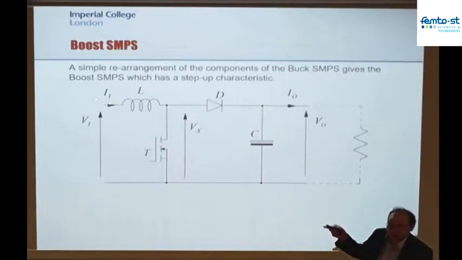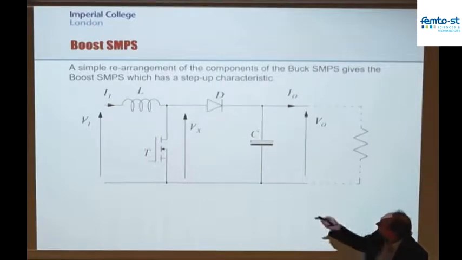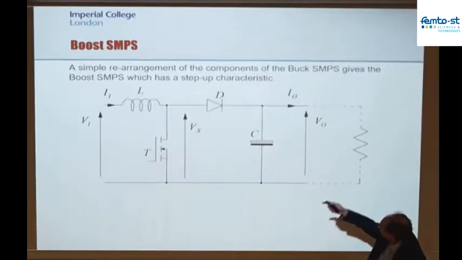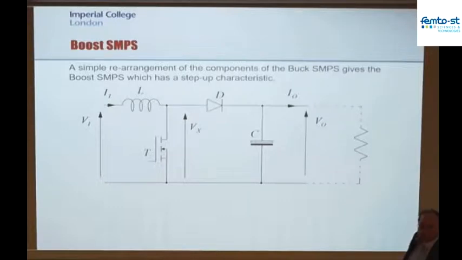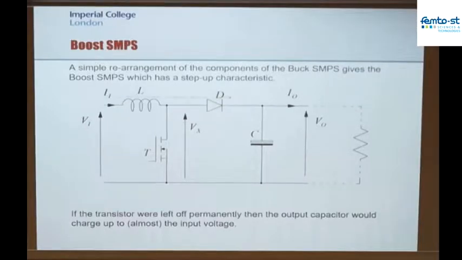That inductor current keeps flowing, can't go through the MOSFET because the MOSFET's off, pulls the diode into conduction and pushes the voltage up on the output capacitor. So this converter is able to have an output voltage which is bigger than the input voltage. The previous converter was the other way around. This one requires the output voltage to be greater than the input voltage.